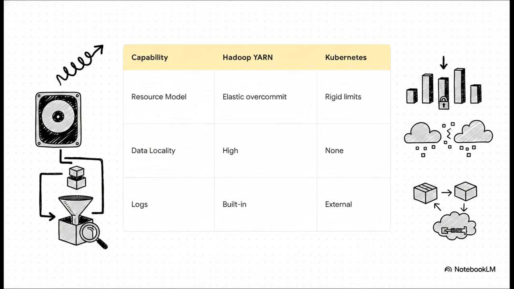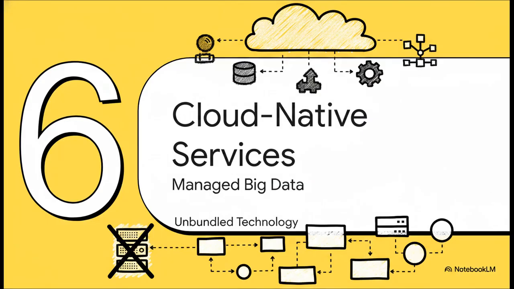Oh, and YARN's built-in log aggregation? Gone. Engineers now have to scramble to set up external pipelines like FluentD or CloudWatch just to read their container logs before they disappear into the void. Finally, let's head to Section 6 and look at cloud-native managed services. How are the biggest companies actually deploying this unbundled tech today without tearing their hair out managing physical clusters?